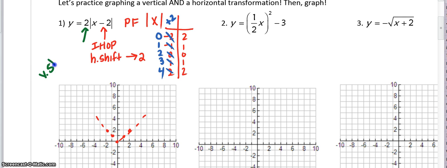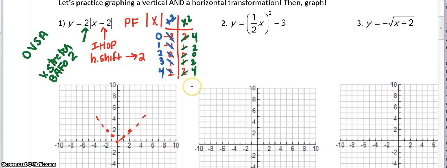Okay, then I notice out here, that's on the outside of my parent function, so it's vertical, and it's multiplying, so it's a stretch, because remember, OVSA, it's on the outside, it's vertical, and it does the same as it says, so it's a vertical stretch by a factor of 2. That means that we're going to multiply all of our y's by 2. So my new points would be 4, 2, 0, 2, 4. So if I plot this, I'm going to be at the point 0, 4, at the point 1, 2, at the point 2, 0, at the point 3, 2, and at the point 4, 4. And that is my new function.